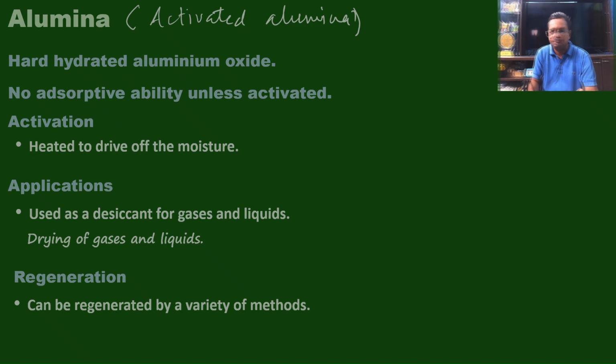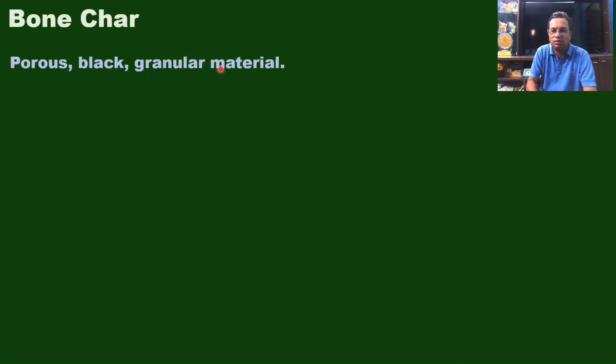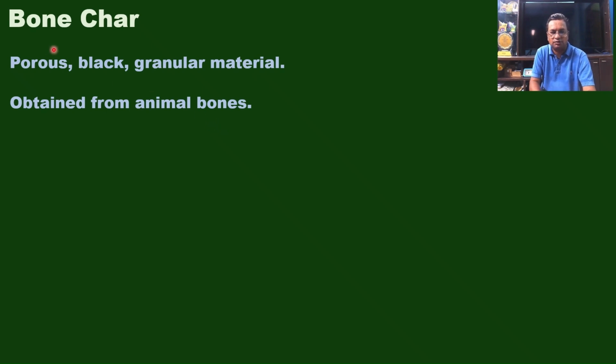Let us move ahead. Then let us talk about the next adsorbent, which is bone char. This is a porous, black, granular material. It is obtained from animal bones. That's why you have the word bone in its name.